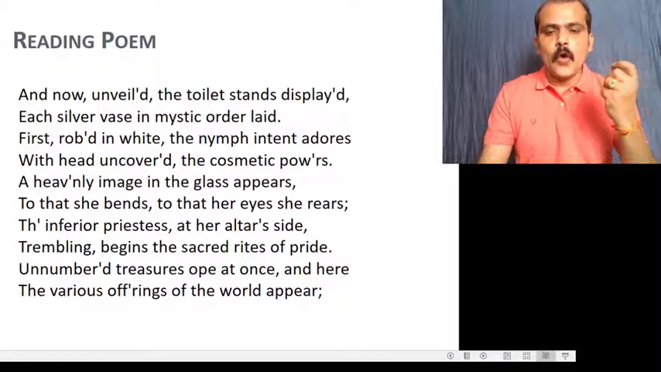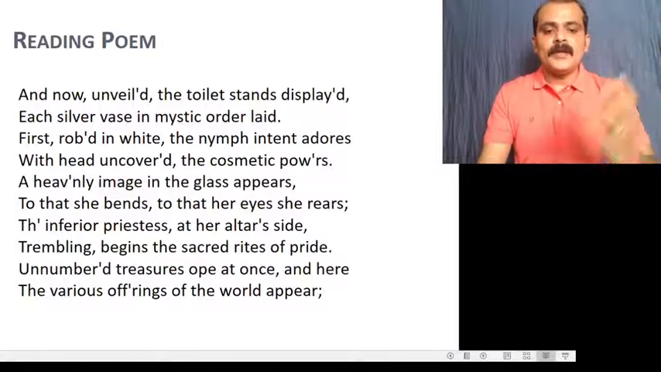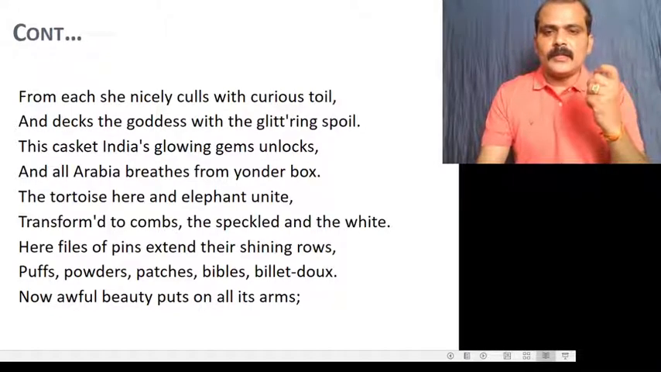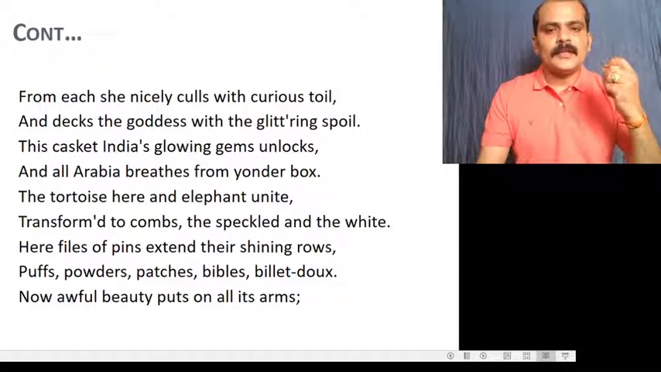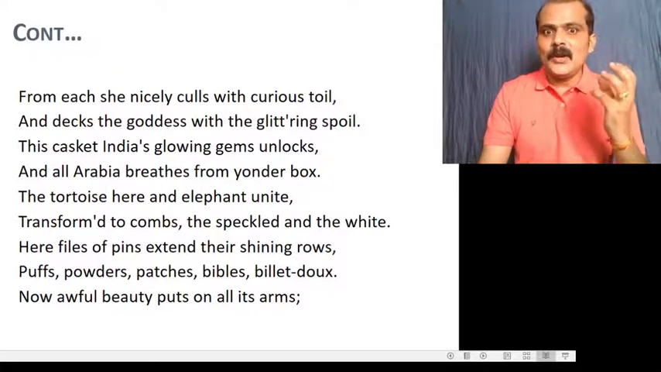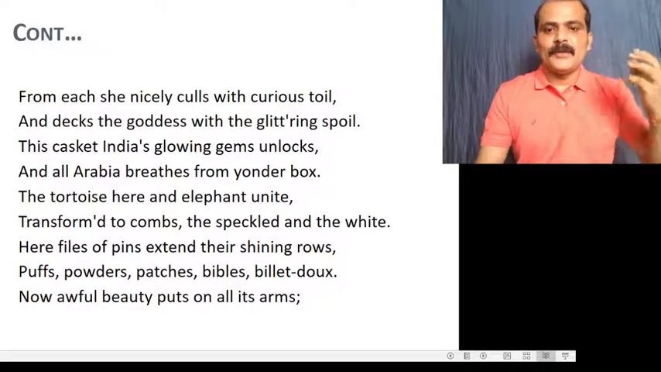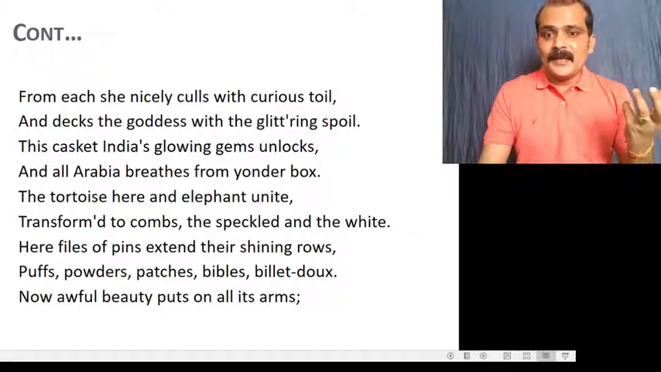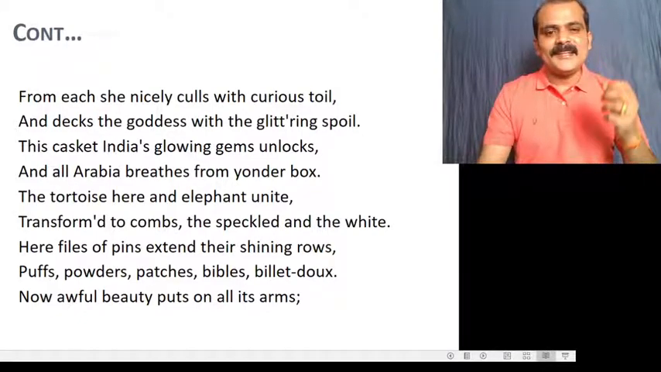Unnumbered treasures ope at once, and here the various offerings of the world appear. From each she nicely culls with curious toil, and decks the goddess with the glittering spoil. This casket India's glowing gems unlocks, and all Arabia breathes from yonder box. The tortoise here and elephant unite, transformed to combs, the speckled and the white.